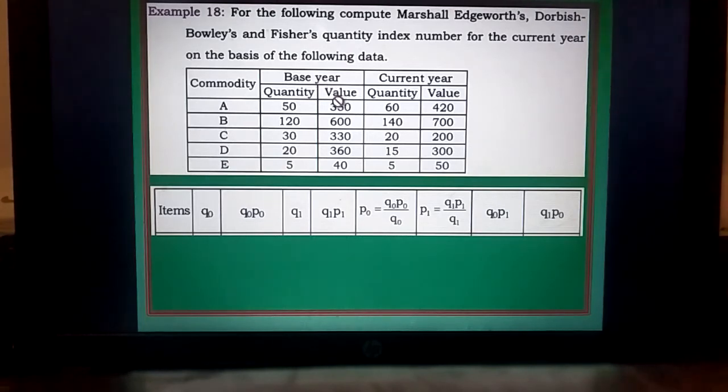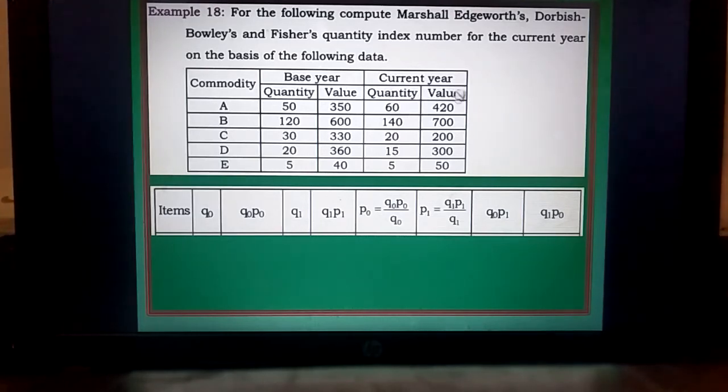Base year value or expenditure means we have already learnt it. Value is nothing but price multiplied by quantity. So price multiplied by quantity based on base year, what will it be? P naught and Q naught, correct? So that P naught and Q naught has been written here. First one is Q naught, second one is P naught Q naught or Q naught P naught, both are the same. Then current year quantity is nothing but Q1.